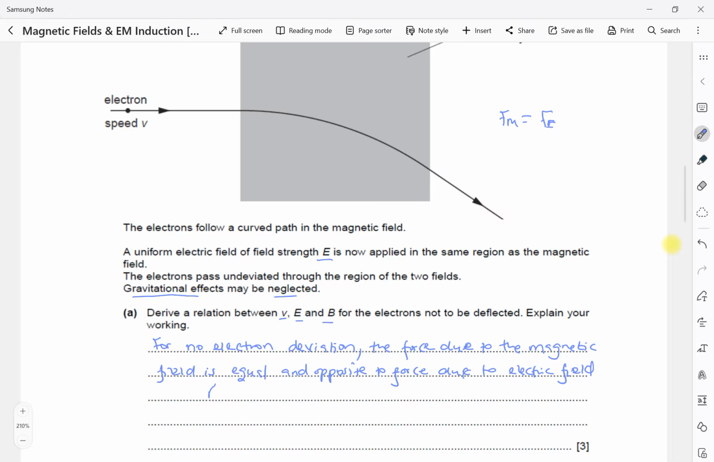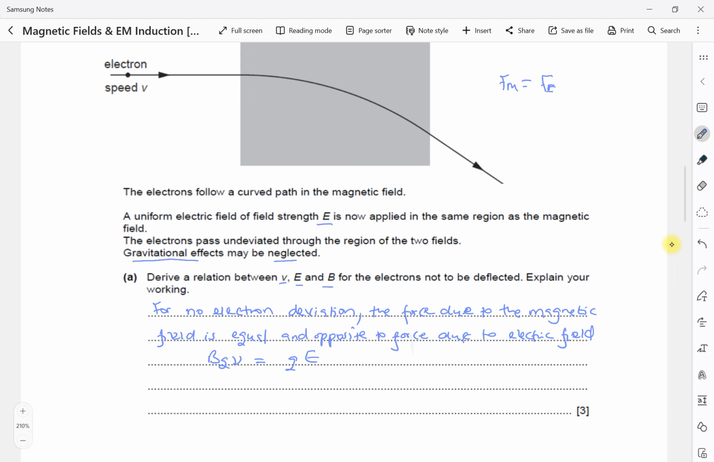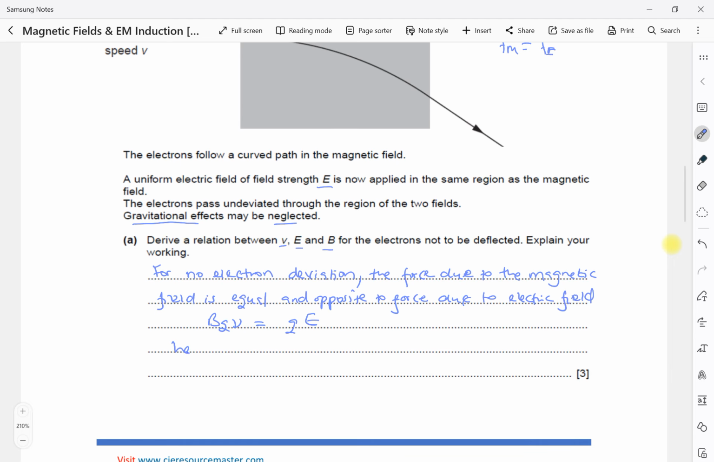Therefore, the force due to the magnetic field is BQV. This should be equal to Q times E. Hence, because they said derive the relationship, I'll just make V the subject. Hence, V is equal to E over B. So the relationship is V equals E over B.